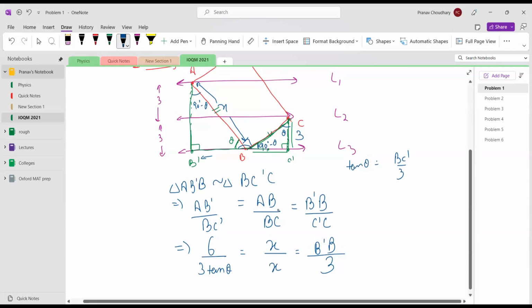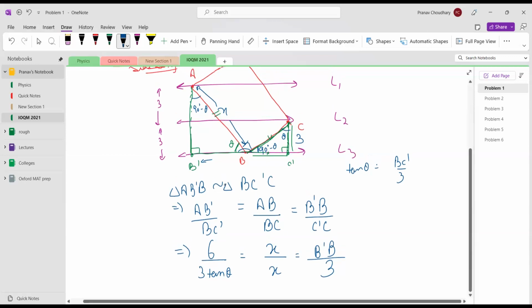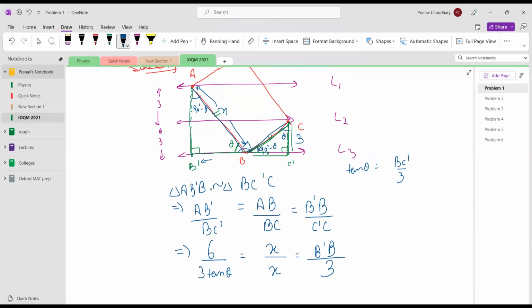Oh, okay. There's a better way to do this. Instead of similarity, you can just see that these two triangles are congruent because the hypotenuses are equal, AB equals BC. So by RHS rule, these are just congruent. Yeah, this is probably better. This gives you AB dash by BC dash. You can see from here also similarity, it does not really change it. You'll get that 6 by 3 tan theta equals 1, which means tan theta equals 2.